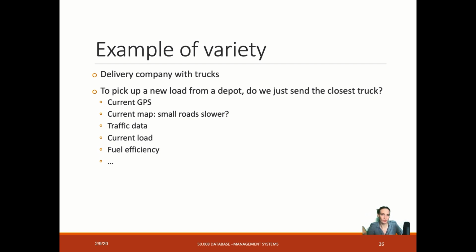So look at the load of the truck, look at the map. Maybe you want to take smaller roads so they use less fuel. There might be other things to look at. Okay, so just solving this particular problem will need very varied data sources. In fact, we sometimes refer to these kinds of data as multimodal.